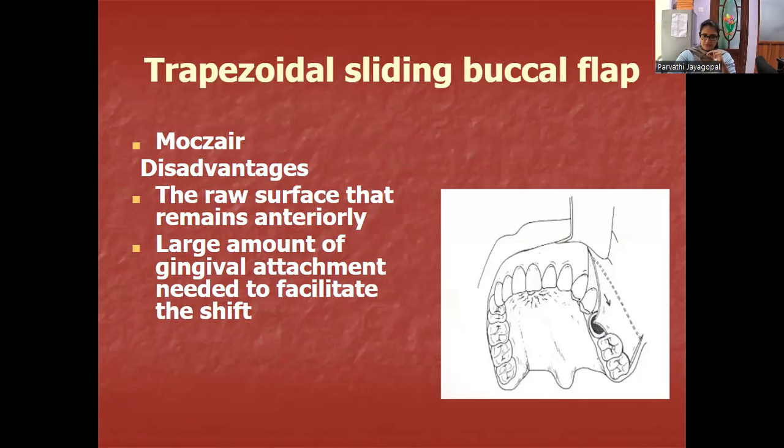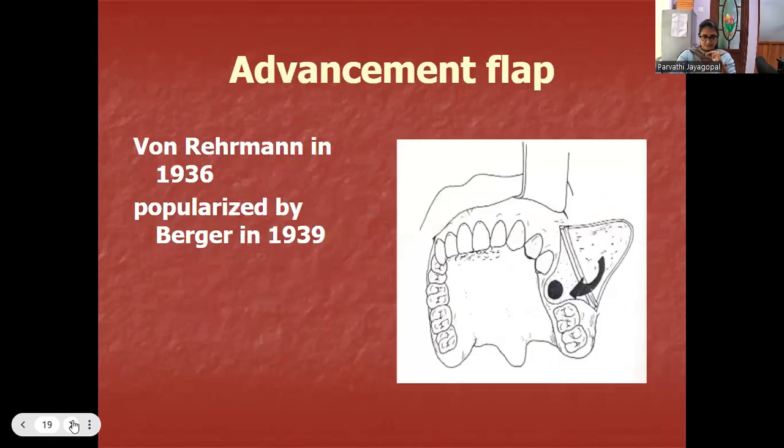Now, the disadvantage of this is that there is a loss of area which has to heal secondarily. If you look at the picture, you can see that a trapezoidal flap is raised with the periosteum and it is repositioned in such a way so as to close the defect. And there's a region in the anterior area which has to heal secondarily. Another disadvantage here is that a large amount of gingival attachment needs to be released to facilitate the shift.